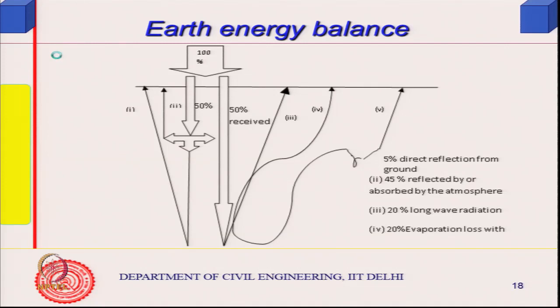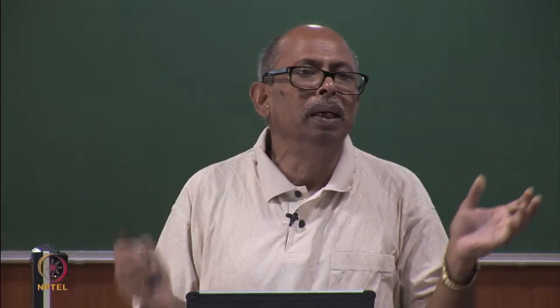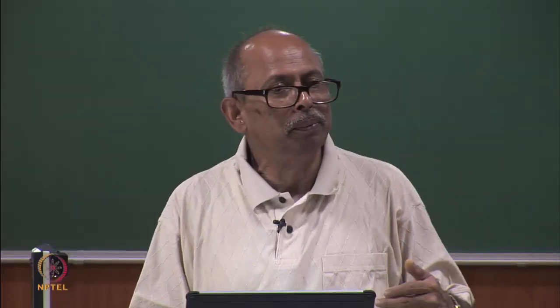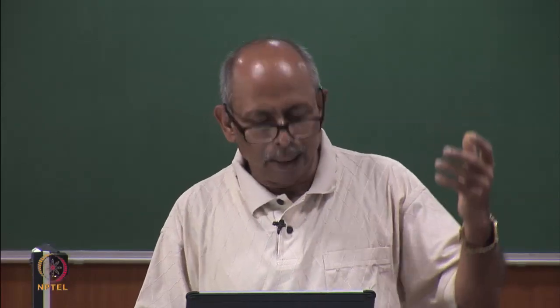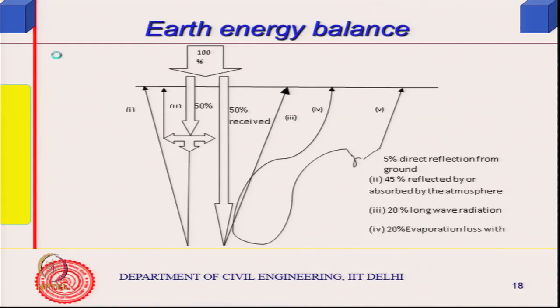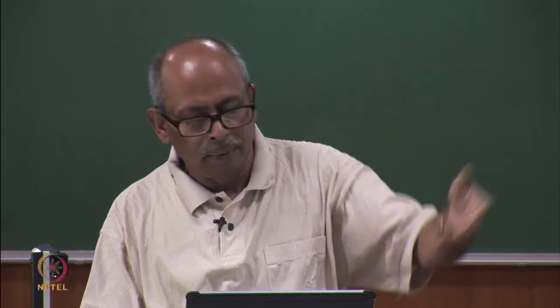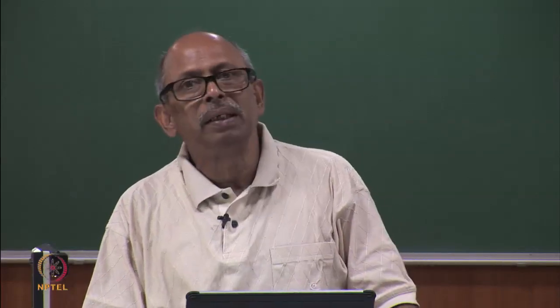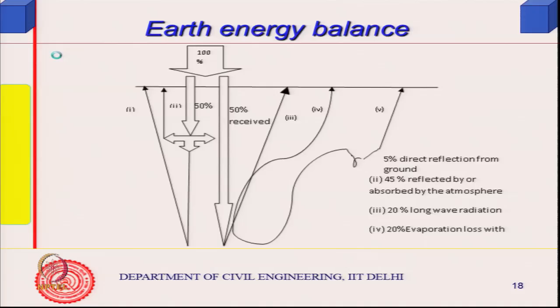So, what we said is 100% is what is received, out of which 50% goes right to the atmosphere, absorbed by the particles in the atmosphere, and some of it comes as diffused radiation to the ground, right. Some of it is reflected back, directly reflected from the atmospheric particles itself, and then 50% is received onto the ground, out of which some percentage goes as direct reflection from the ground itself.